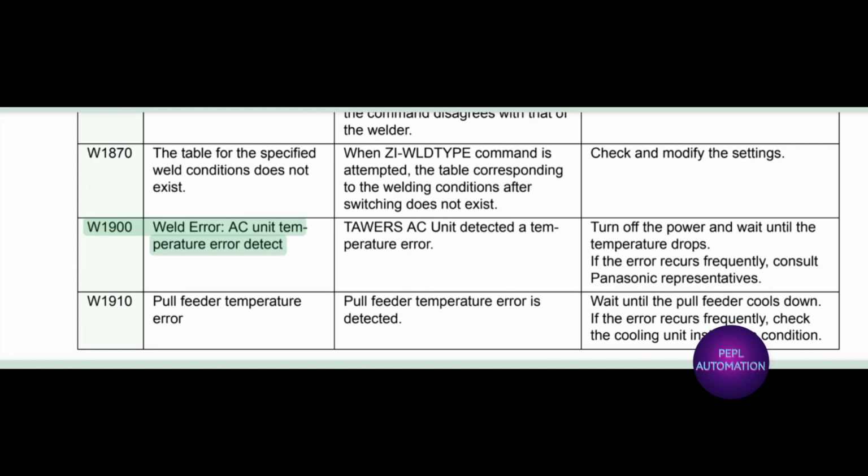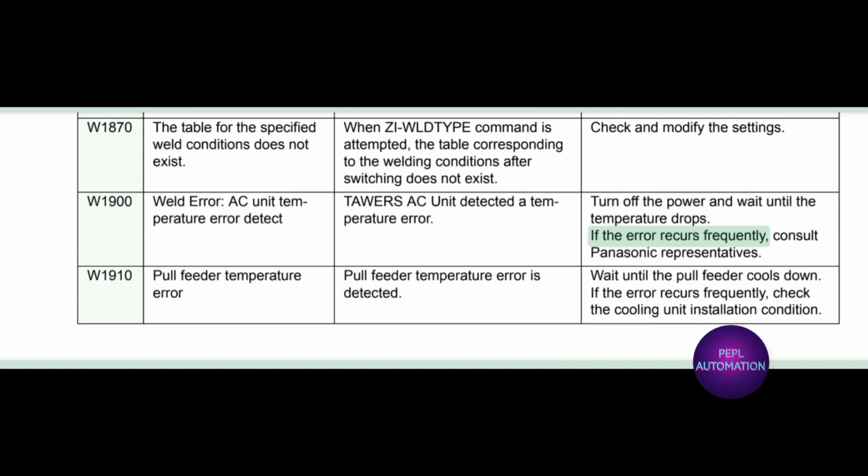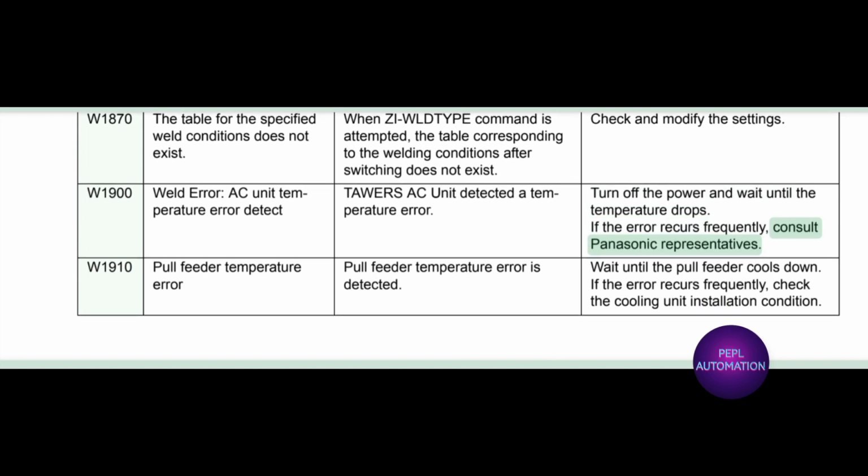W1900 weld error, AC unit temperature error detected. TAWERS AC unit detected a temperature error. Turn off the power and wait until the temperature drops. If the error occurs frequently, consult Panasonic representatives.